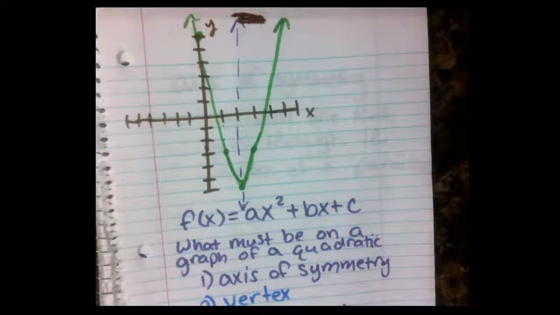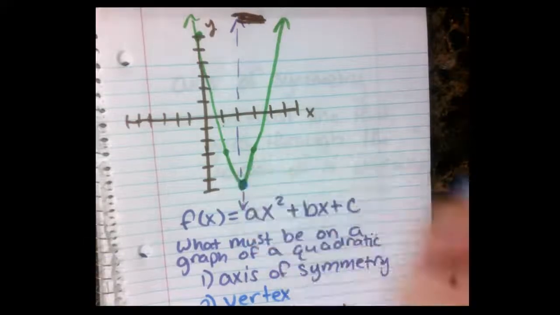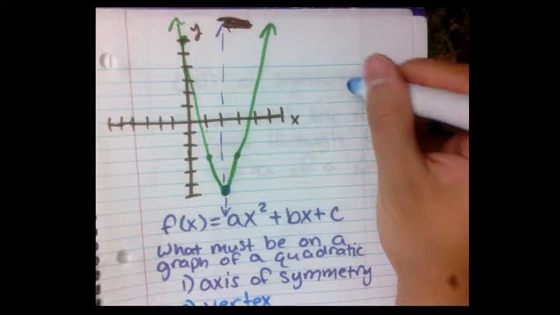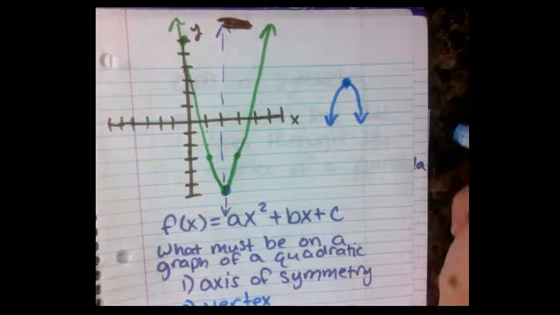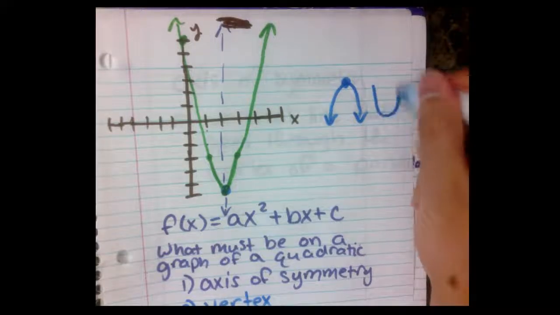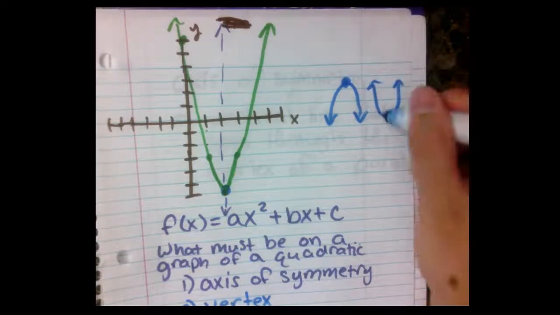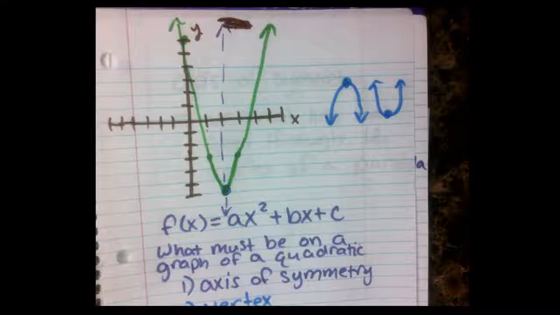Your vertex, on the other hand, is actually even simpler. Your vertex is just that lowest or highest spot on a graph. So if my parabola looked like this, then it would be the highest point. On the other hand, in our example, our parabola is opening upwards, so it is our lowest point. But your vertex is just that lowest or highest point, and it's also where your axis of symmetry is going to go through. Okay?